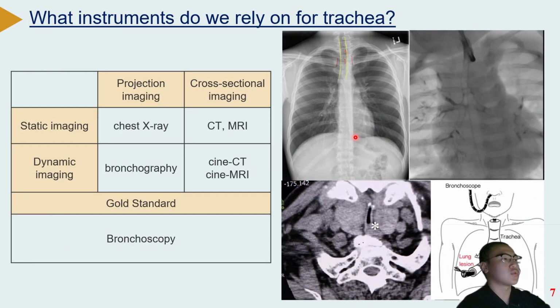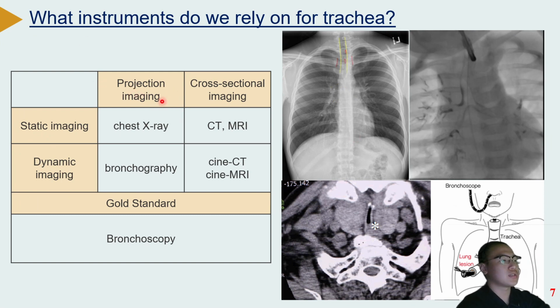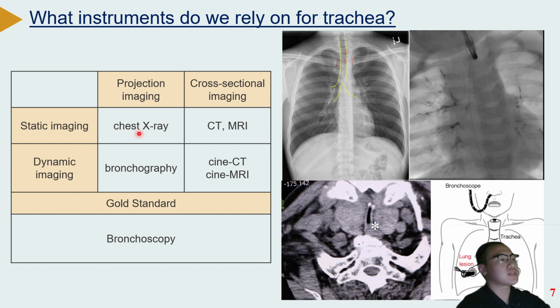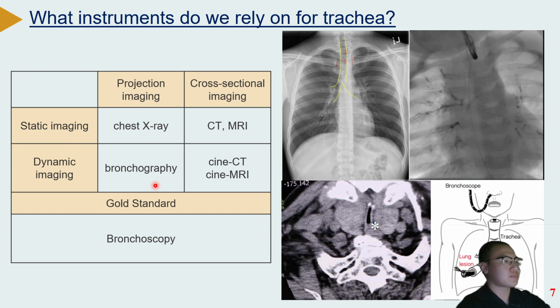So what instruments do we rely on first? For trachea projection images, statically we can use the chest X-ray, and dynamically we use bronchoscopy. Second, for cross-section images, statically we use CT and MRI, and dynamically we use cine-CT and cine-MRI. In addition, as the gold standard we use bronchoscopy, so we can see the image from these three instruments.